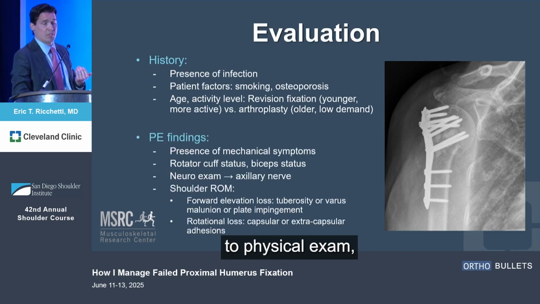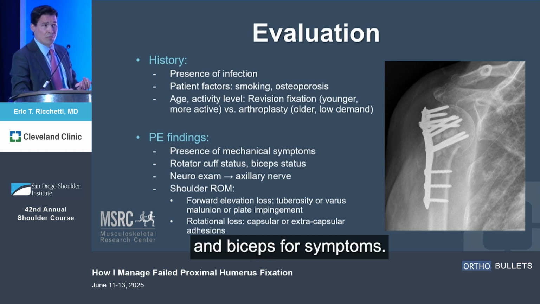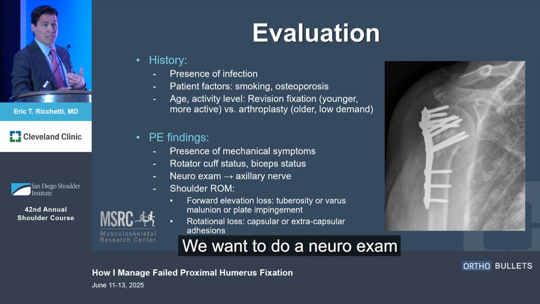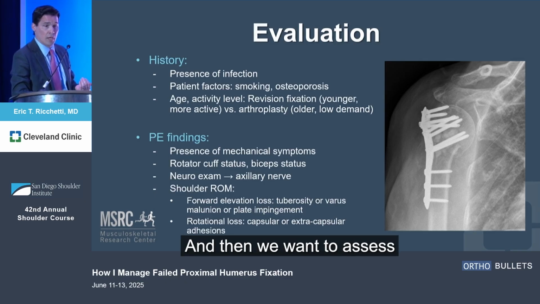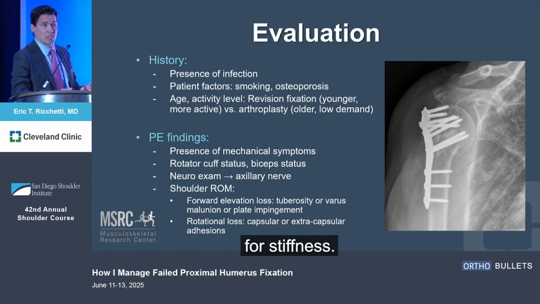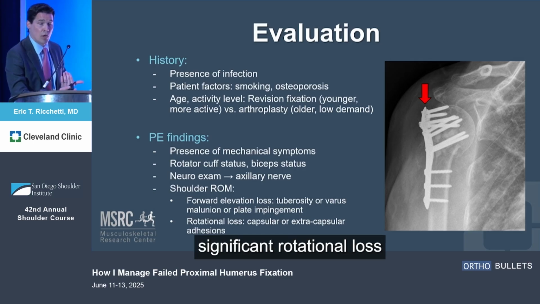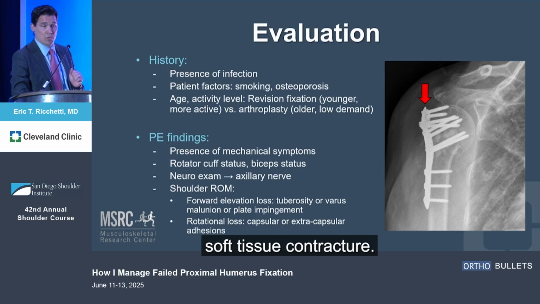With regards to physical exam, we can look for signs of mechanical symptoms that may suggest intra-articular screw penetration. We want to evaluate the rotator cuff and biceps for symptoms. We want to do a neuro exam and rule out any concern for axillary nerve injury from the first surgery. And then we want to assess range of motion for stiffness. You can in particular see forward elevation loss with either tuberosity or varus malunion or plate impingement like you can see here. And then there can be significant rotational loss if there's extensive soft tissue contracture.